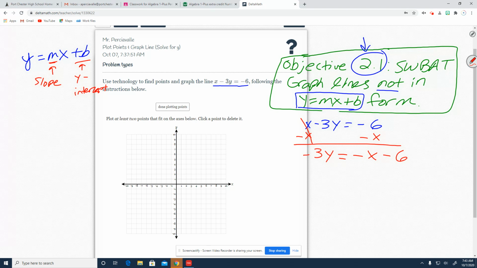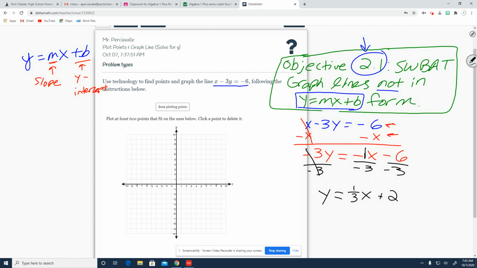But be careful. 6 and x are not like terms, so you can't combine them. You have to keep it like this, negative x minus 6. Now I need to get this y by itself, so I'm going to divide both sides by negative 3. I'm going to divide every single term in my equation by negative 3. These negative 3's cancel, and we're left with y equals positive 1/3 x plus 2.